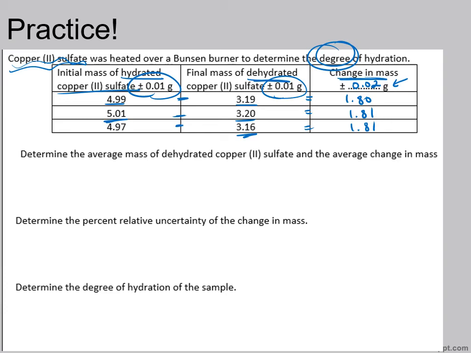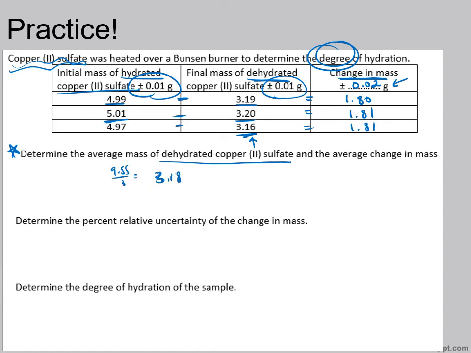So now let's look at some questions. Determine the average mass of the dehydrated copper 2 sulfate. That's these values here. Average is easy. We're just going to add these up and divide by 3. So 3.19 plus 3.20 plus 3.16 divided by 3 is going to give us, let's see, that's 9.55 over 3.